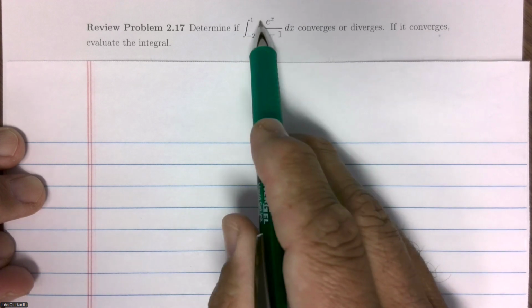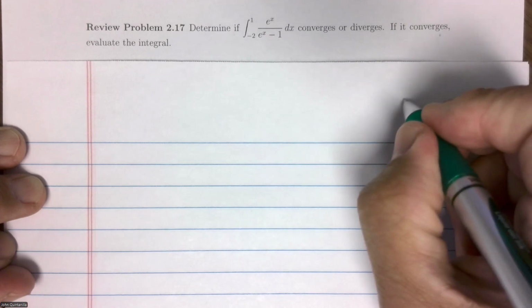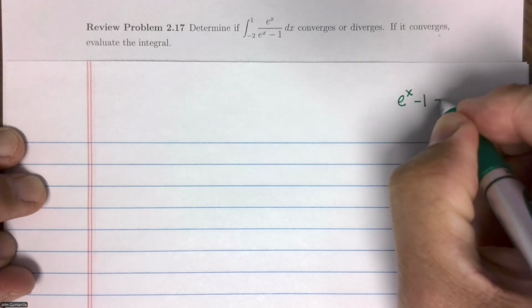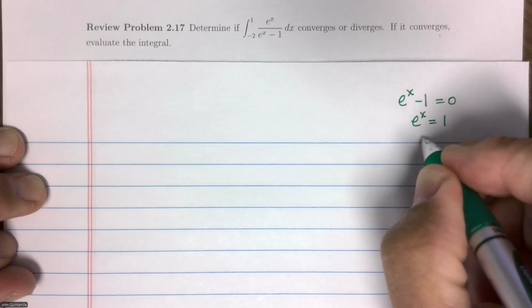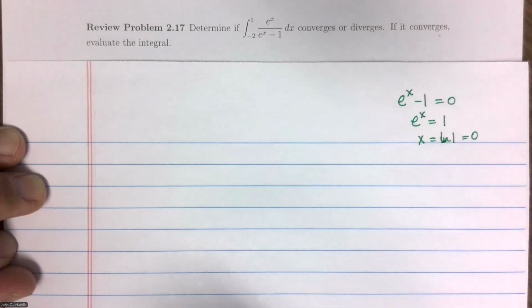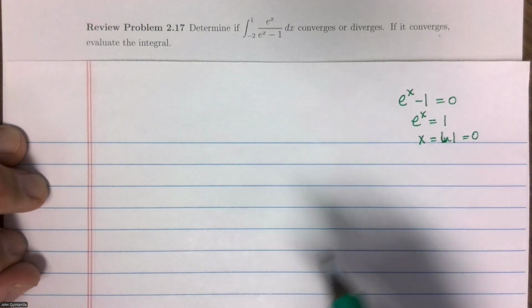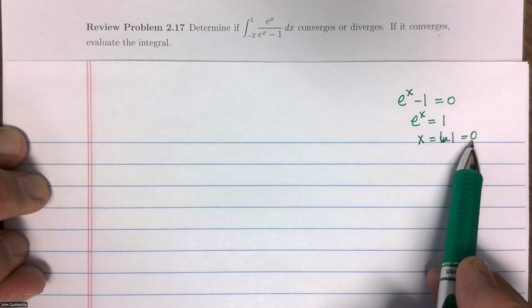We see that this is a fraction. In fractions, we have problems if the denominator ever is equal to 0. If I solve e^x minus 1 equal to 0, that gives e^x equal to 1, or x equal to the natural log of 1, which is 0. So between -2 and 1, in particular at 0, there is a singularity.